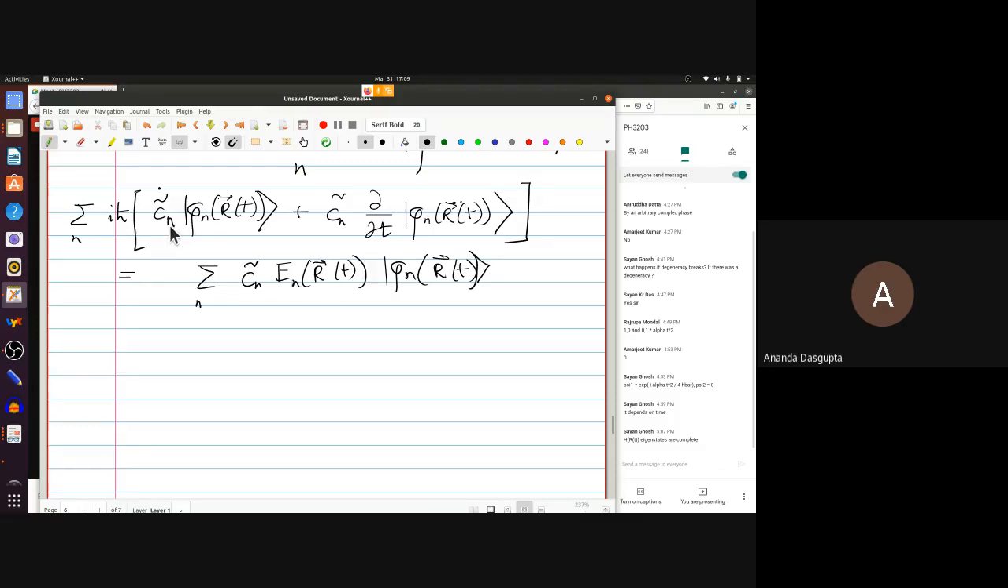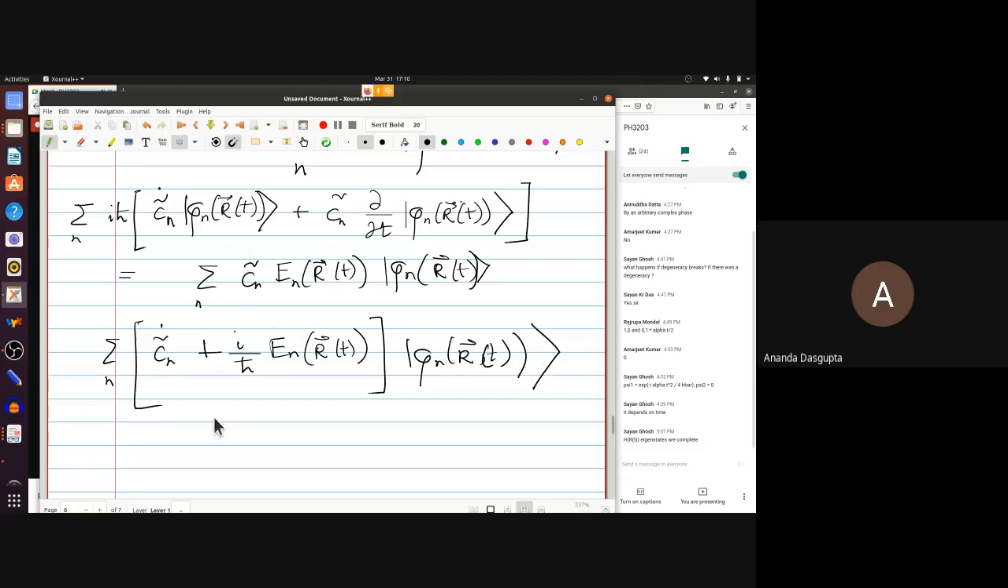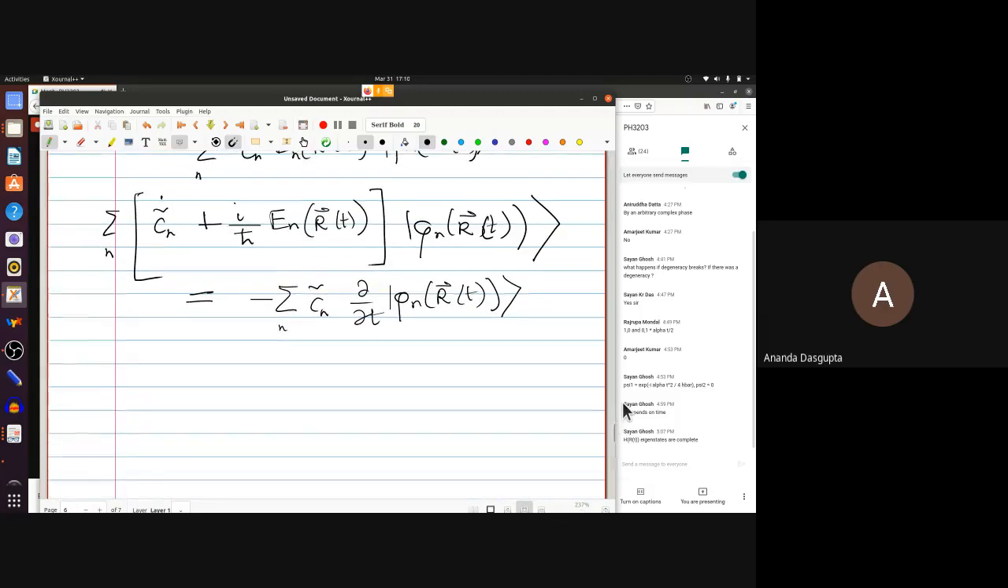Or if I just move this side, all these phi_n(t) terms on one side, what you get is sum over n Cn tilde dot plus i by h cross En Cn tilde. So I've just moved this term to the other side. That's simply equal to sum over n. So these are the equations that you have to actually handle.